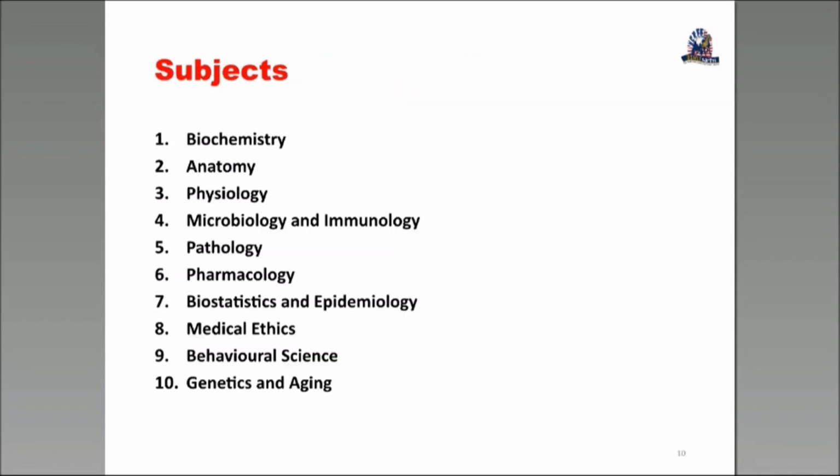Now let's talk about what subjects are covered. So as we've listed here, there are 10 subjects that are included. So subjects in Step 1 include biochemistry, anatomy, physiology, microbiology and immunology, pathology, pharmacology, biostats and epidemiology, medical ethics, behavioral sciences, and finally genetics and aging.